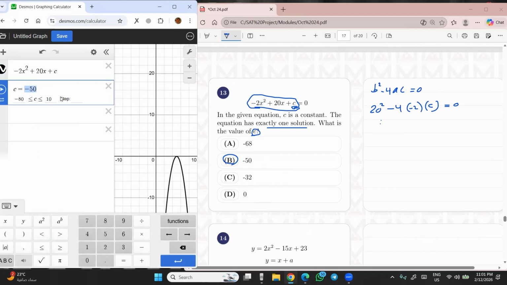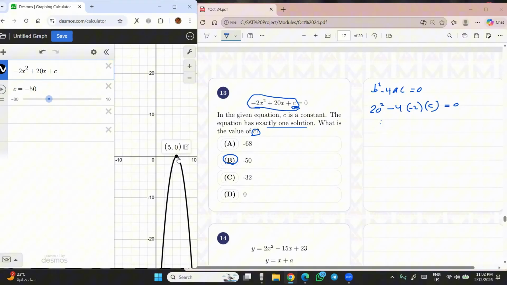So you just move the point c, move the slider to get the value of c that makes the graph touch the x-axis at only 1 point, or the y value of it is equal to 0. That happens in only one case, when the value of c is negative 50.